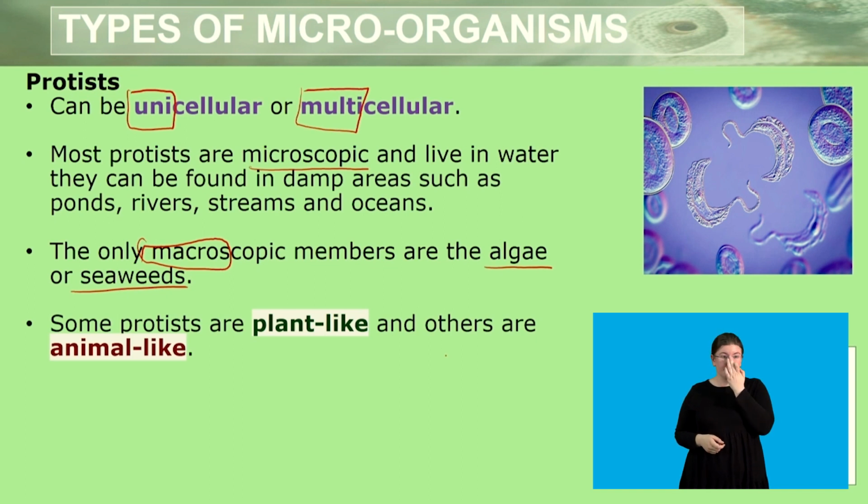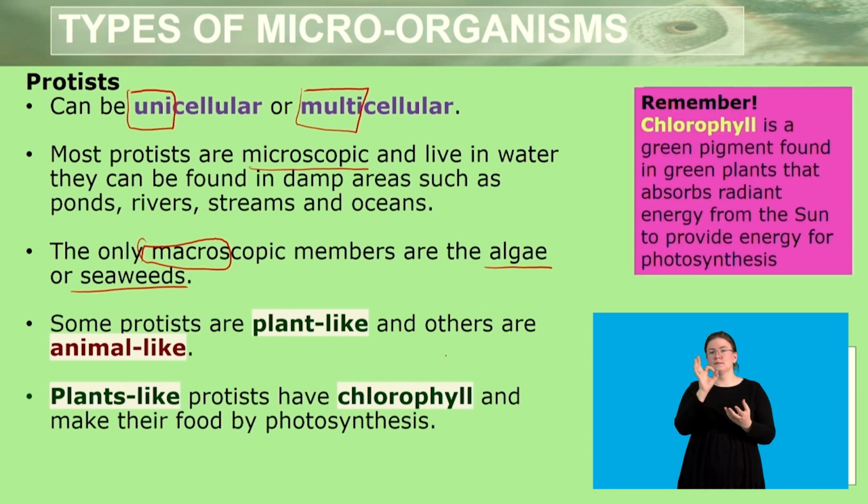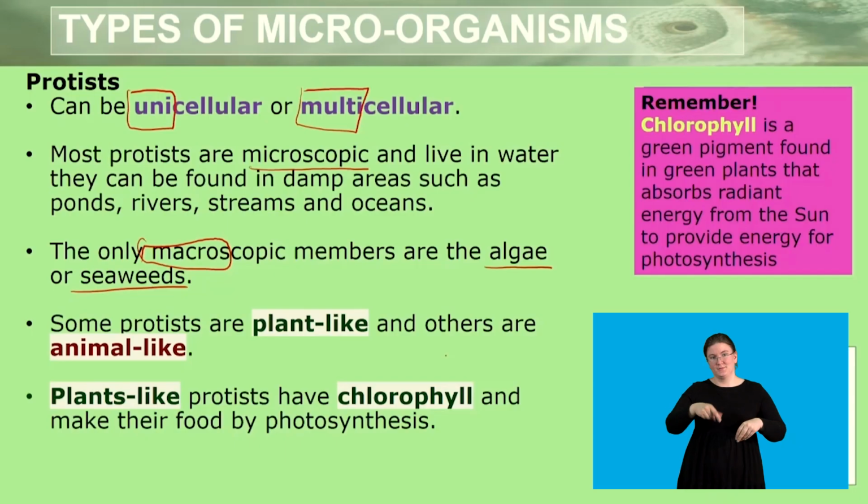So you also have protists that are plant-like and those that are animal-like. Plant-like protists have chlorophyll. This is a pigment that is found in cells. If you remember learning about photosynthesis, you should know what chlorophyll is. Chlorophyll is a green pigment that is found in plants, in green plants to be specific, that absorbs radiant energy from the sun to provide energy for the process of photosynthesis. And by now you should know that photosynthesis is a process that plants use to make their own food.